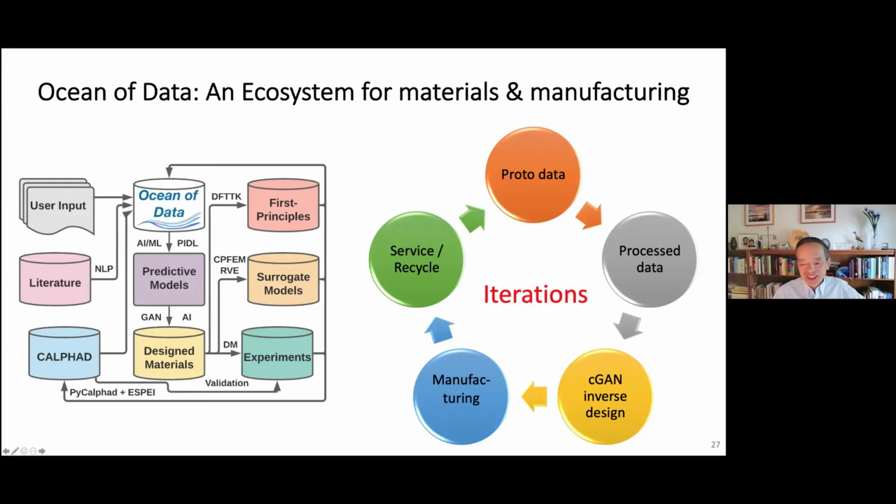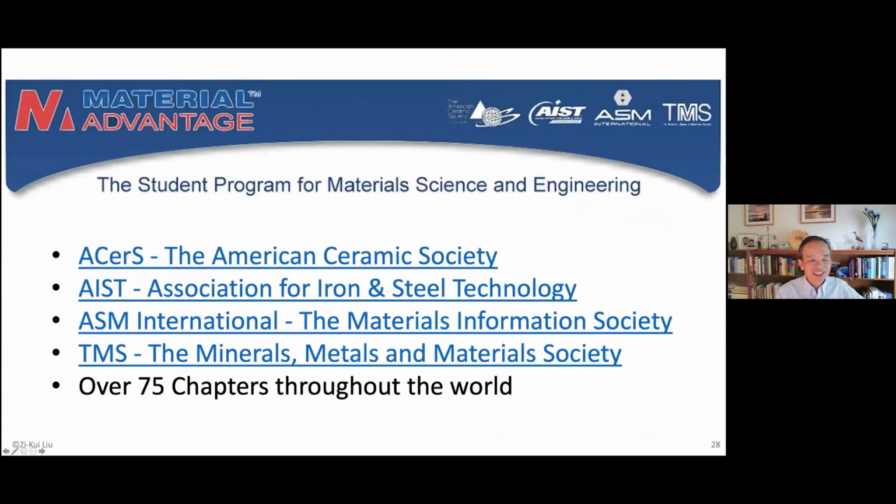We do all this because we need people, we need the students. So we need to get students involved in this framework. As many of you know, we have Materials Advantage. That's 4 organizations, societies in the United States: the American Ceramic Society, the Association for Iron and Steel Technology, ASM International, and TMS. I'm closely involved with these 2 societies. I'm also involved with a couple of others, but these 2 I'm very closely associated with.